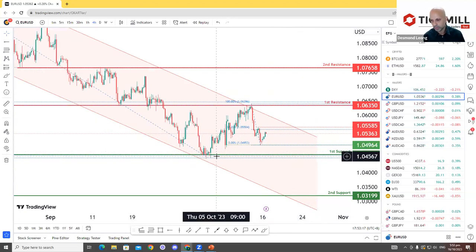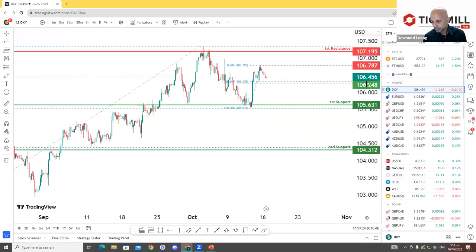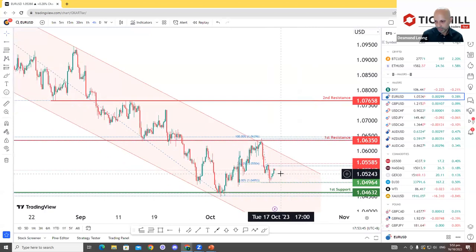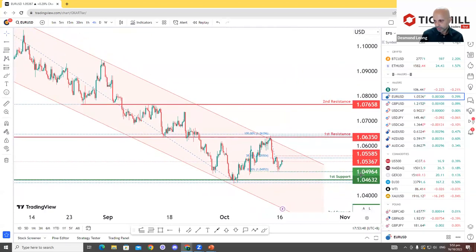So do take note, this is what we are seeing for the euro. Although the dollar index has been sliding lower for most parts of today, it does seem to have found support around 106.40 for now. So let's see if it continues to climb higher or fall. It does look like the dollar is pulling back for now, and we could potentially see the resumption. And then naturally that would cause the euro to climb higher.